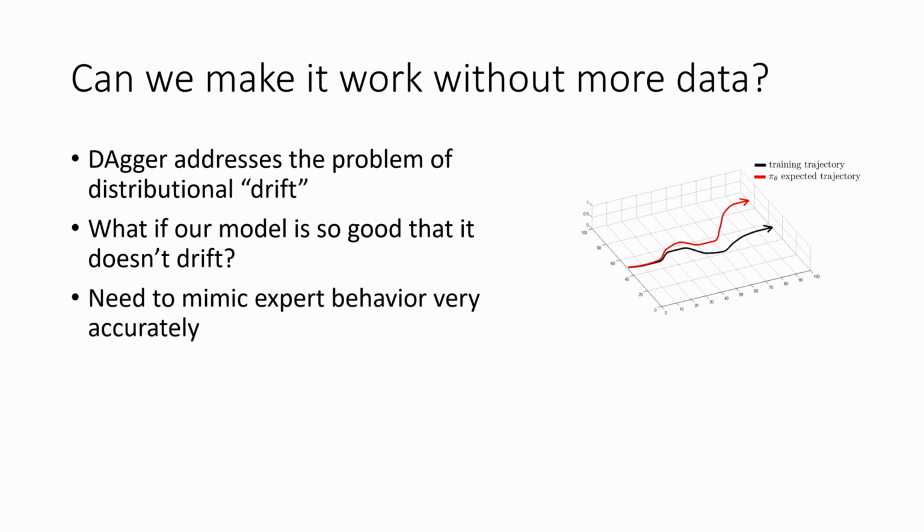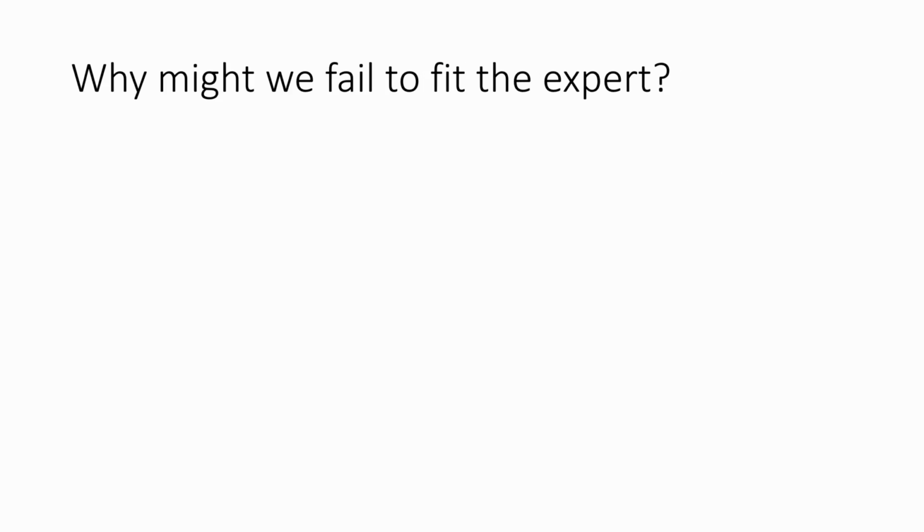So you need to mimic the expert behavior very accurately. There are a couple of things that we need to take into account in order to do that successfully. And you also need to not overfit, because obviously if you overfit, you won't do a very good job. So why might we fail to fit the expert? If we can answer that question, then maybe we can address each of those issues and get models that hardly ever make mistakes. So what are some reasons why a learned model might not mimic the expert's behavior very well? Any ideas?